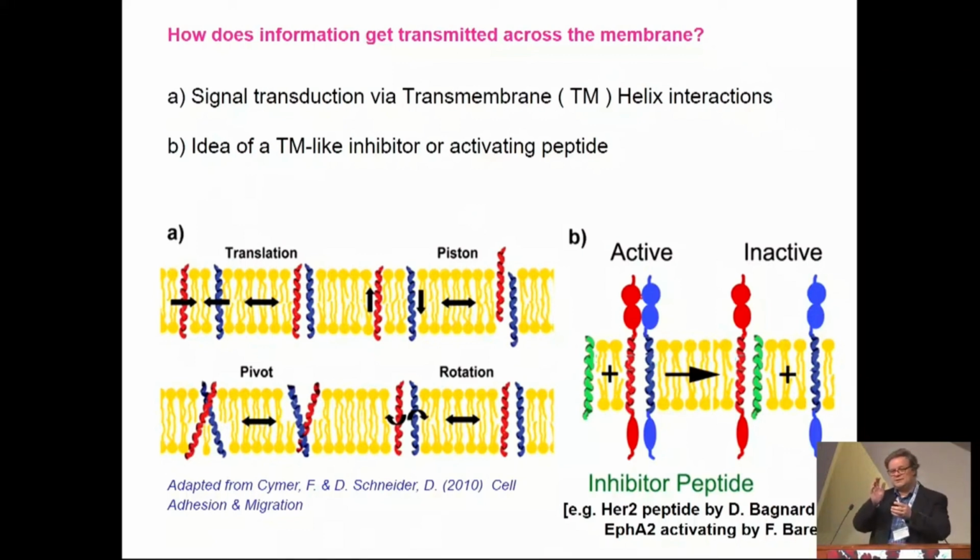But within such a helix dimer in the membrane, you can also have configurational changes. You can slide the helices, you can change the crossing angle, rotate them, and this becomes interesting because several states must exist even within a dimer, often active and inactive states. One can design transmembrane-like peptides that will either interfere with these active dimers or in fact stabilize them. And we have a collaborator in Tennessee, Francesco Barrera, who's been looking at this, and in Strasbourg, Dominique Bagnard.